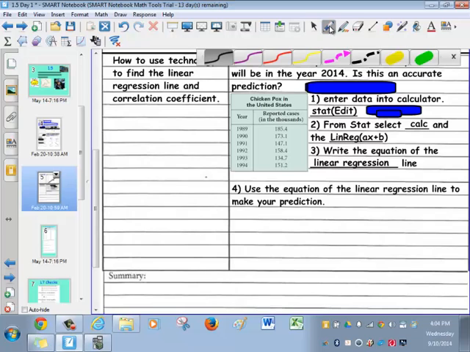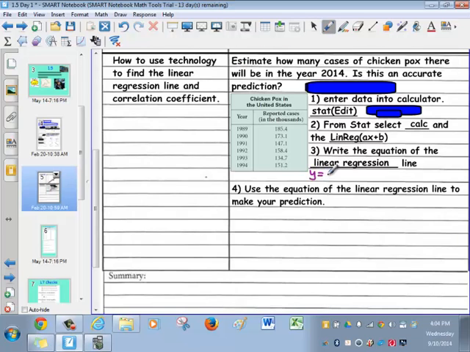So the third step is just to write the equation of the linear form. So let's write it. Let's do that in purple. So our equation is y equals negative 7.85x plus 15,800. There's our equation, our linear regression equation. I wonder if this thing's linear.